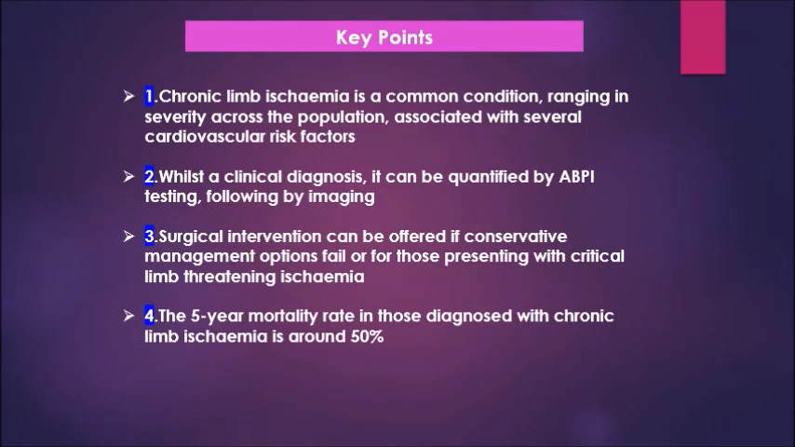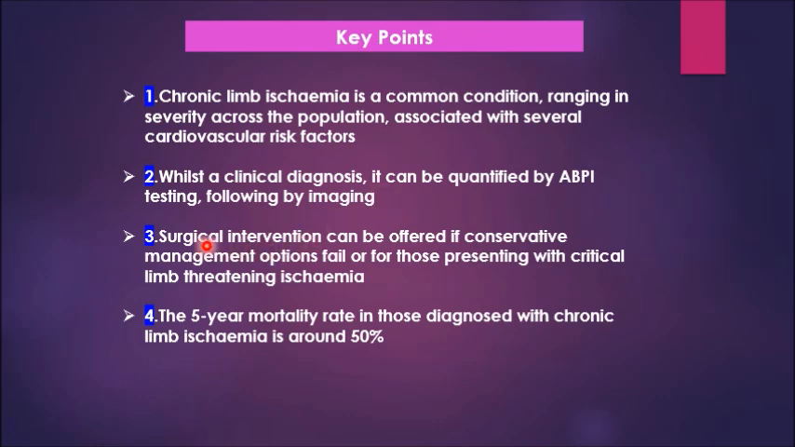Now, finally, the key points. What are the 4 key points to take back? Chronic limb ischemia is a common condition varying in severity across the population. It is associated with several cardiovascular risk factors. It is a clinical diagnosis, and it can be quantified by ankle brachial pressure index testing, followed by imaging. And this imaging includes Doppler ultrasound and CT scanning, CT angiogram.